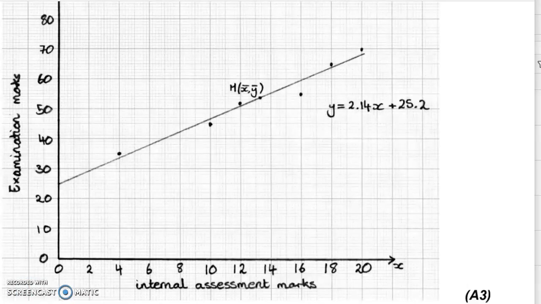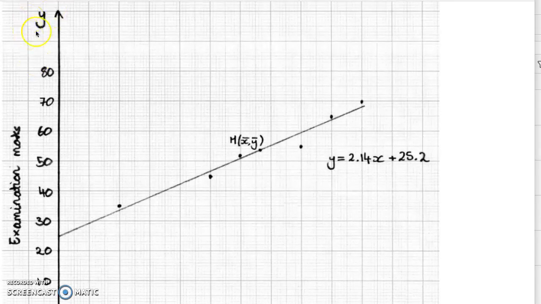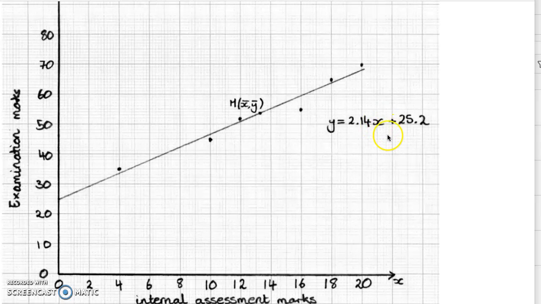If you want to get all your points, make sure that you use a ruler, and that your scale in X and Y is correct. You have the label, internal assessment marks, or X, which could also be enough. You have the correct scale in the Y-axis with the label examination marks, or Y, that will be enough. And you have 6 points nicely drawn on it. For the moment, there is no line, there is no regression line, it's just the points.